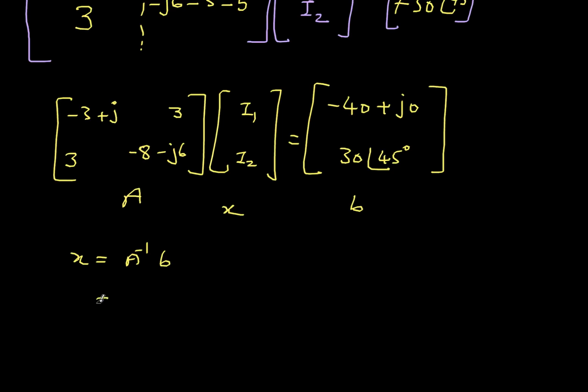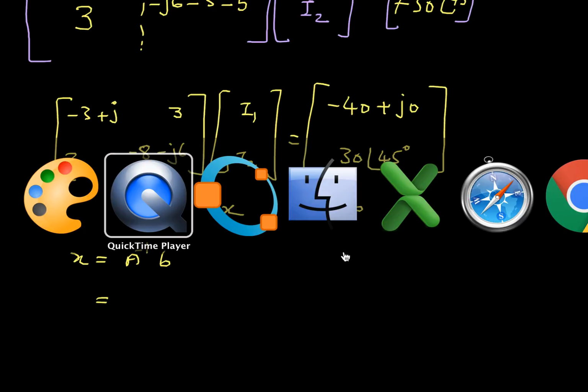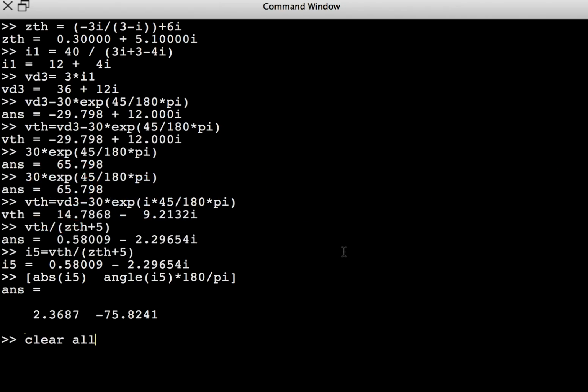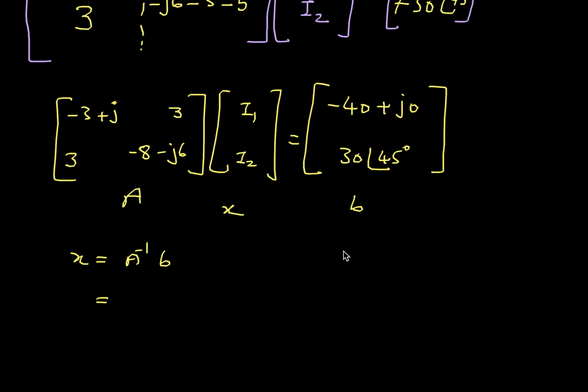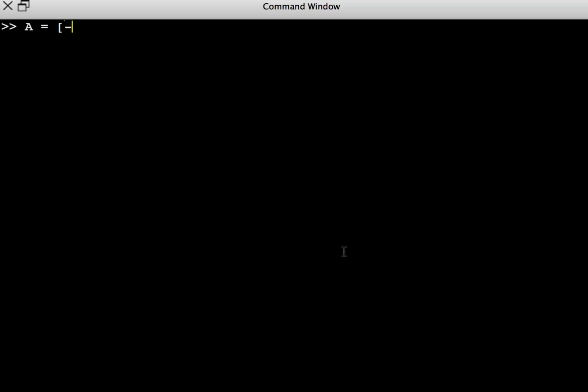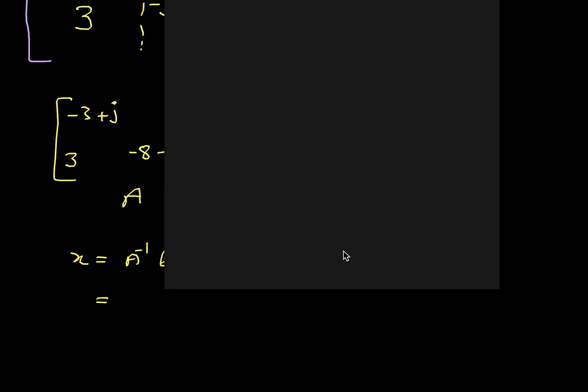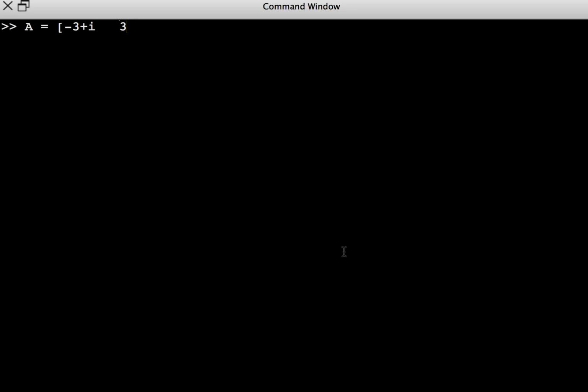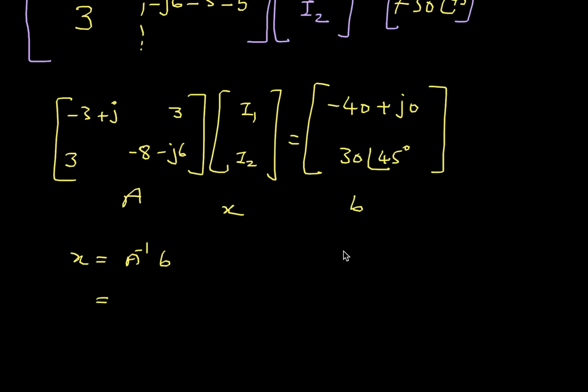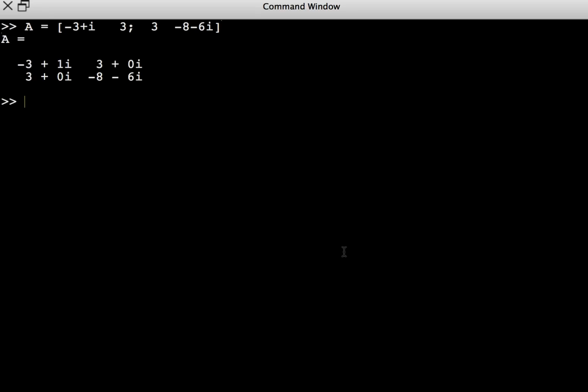So let's do that. For this I will now use my MATLAB interface. I define these variables. A matrix is equal to, the first element is minus 3 plus j. So minus 3 plus i, remember in MATLAB we use i in place of j. Then I have 3. Then the second row I have 3 and minus 8 minus j6, minus 8 minus 6i. So this is my A matrix. A matrix is defined.